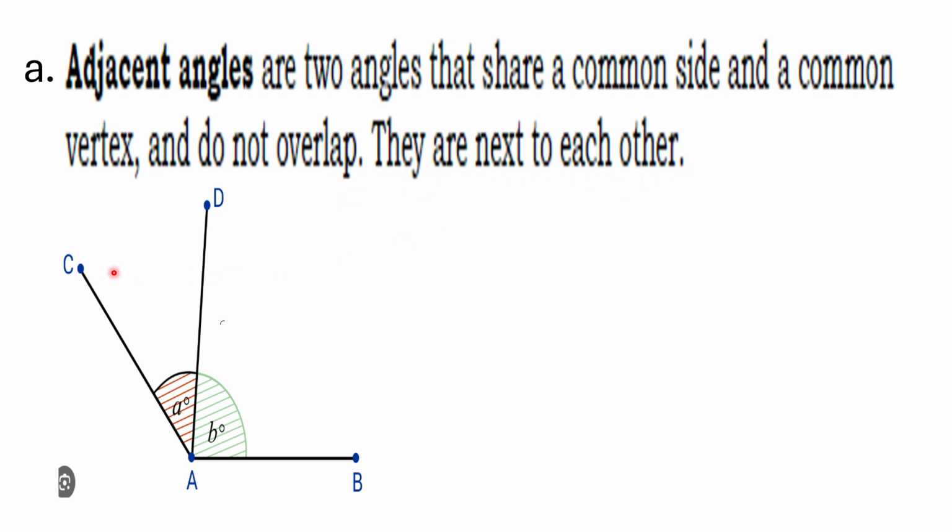Example, in this figure, we have CAD, DAB. So you can see that these two angles share a common side, that is AD. So AD is a side of angle A. At the same time, AD is also a side of angle B. So we call AD the common side of CAD and DAB.